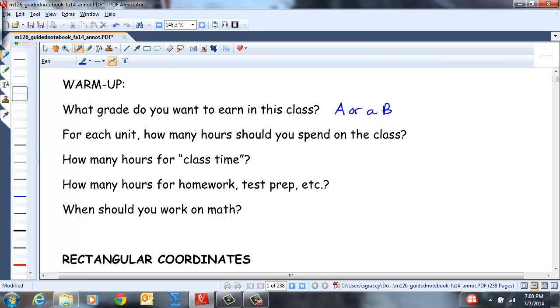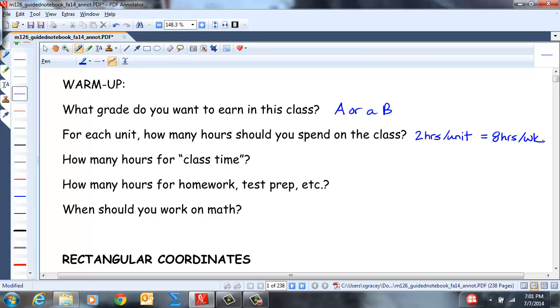So for each unit of the class, how many units is this class? This is a 4-unit class. How many hours should you spend on the class per week? Well, you may have heard this before. It's 2 hours per unit at least, and this is outside of class, which in our case would equal 8 hours per week.